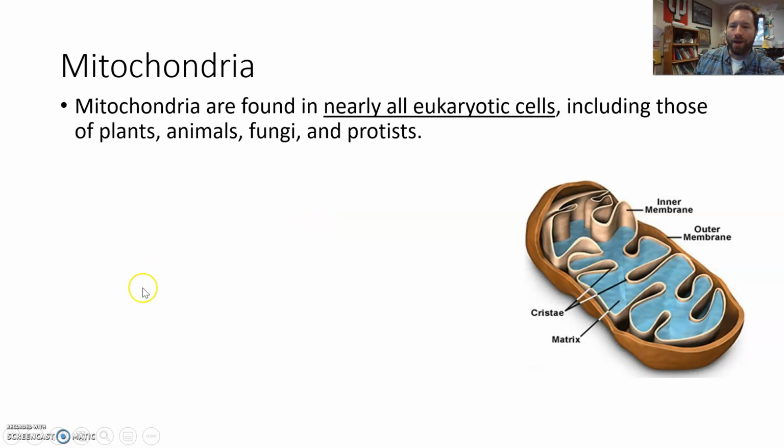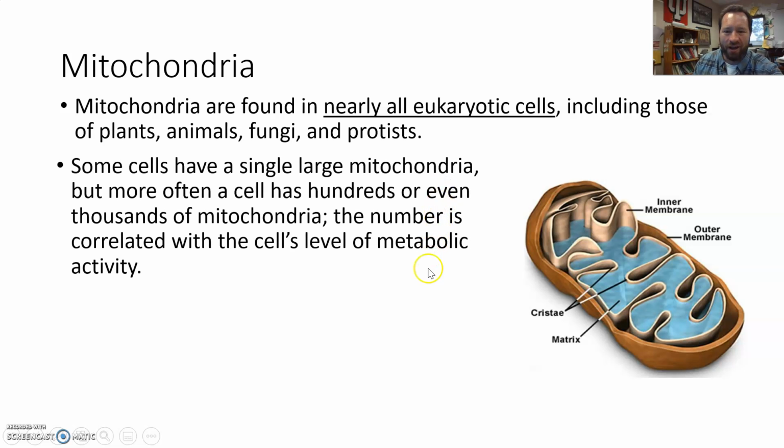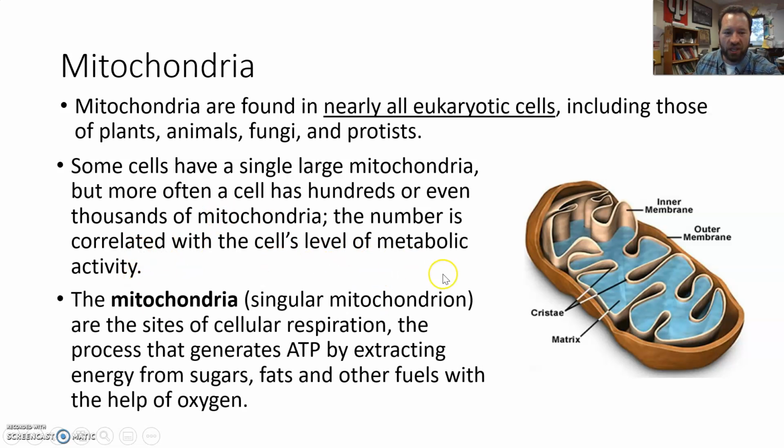You could not get by on just chloroplasts. So very important to note that. Kind of a common misconception people have. Plants have mitochondria as well. There are some cells that have just one very large mitochondria that provides the energy for that one cell. Other cells have hundreds or even thousands of mitochondria. The number is really kind of based on the level of metabolic activity. How much energy does that cell need?